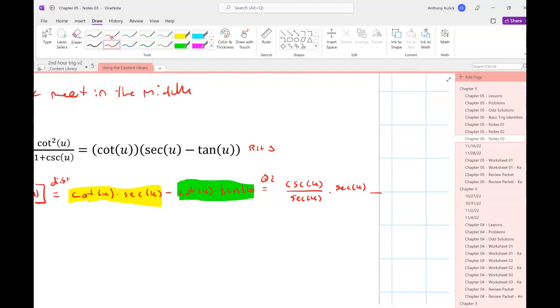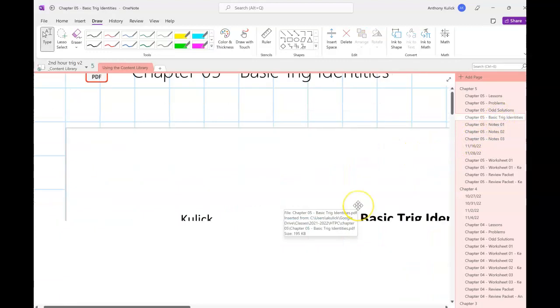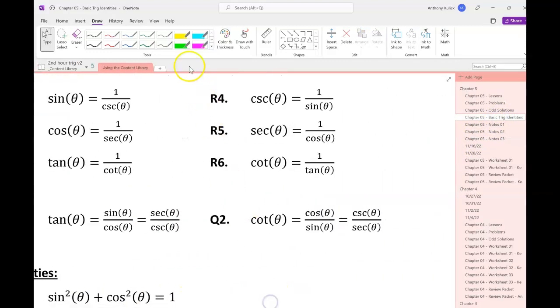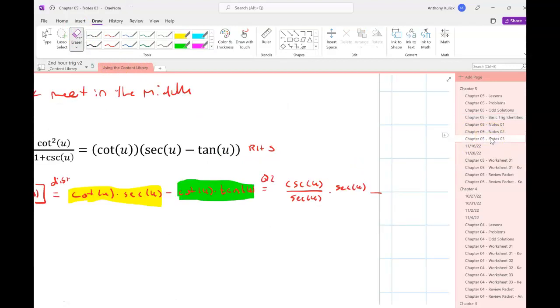And then if I look at the other piece, I want some identity that relates cotangent to tangent. Well, that I know right away. That's one of our reciprocals, right? Cotangent is 1 over tangent. So I'll use that as well.